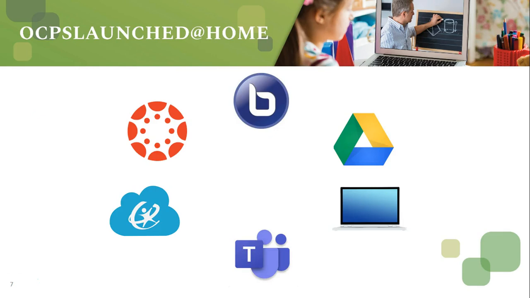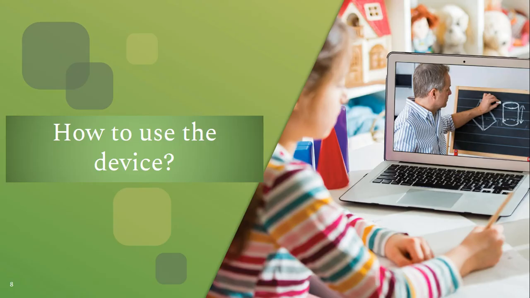These 6 things work together to make the LaunchEd at home model possible. Your child's device, ClassLink LaunchPad, Canvas, Google Drive, Big Blue Button, and Microsoft Teams. They are the most important things for you to know and understand as a parent. Let's start by understanding how to use your child's device.